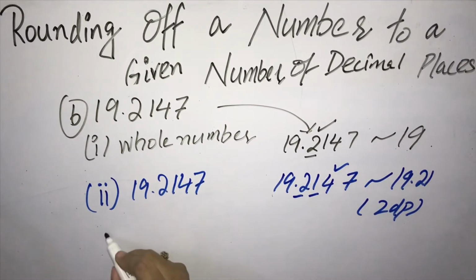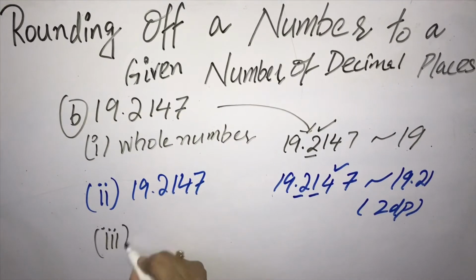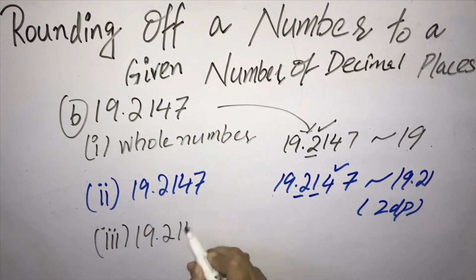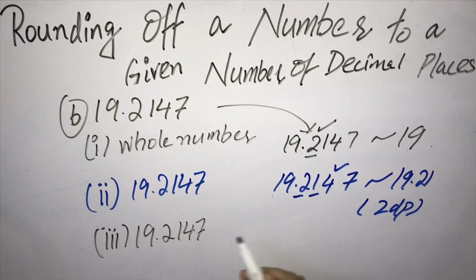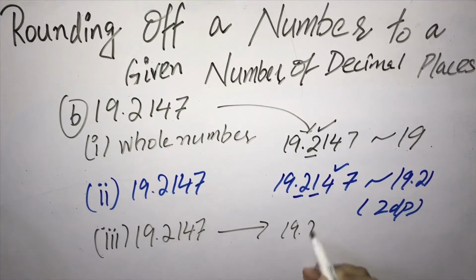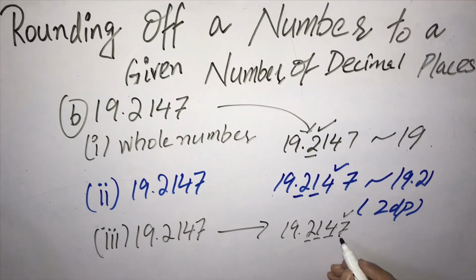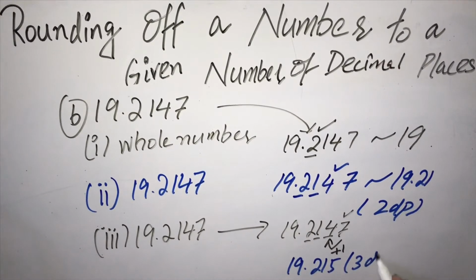If I have to convert it into 3 decimal places, what I will do, I will select 3 numbers after decimal and check the fourth one. If the fourth one is more than 5, as here it is more than 5, so it will give 1 to the previous number, and my final answer will be 19.215, and this answer is 3 decimal places or 3 dp.